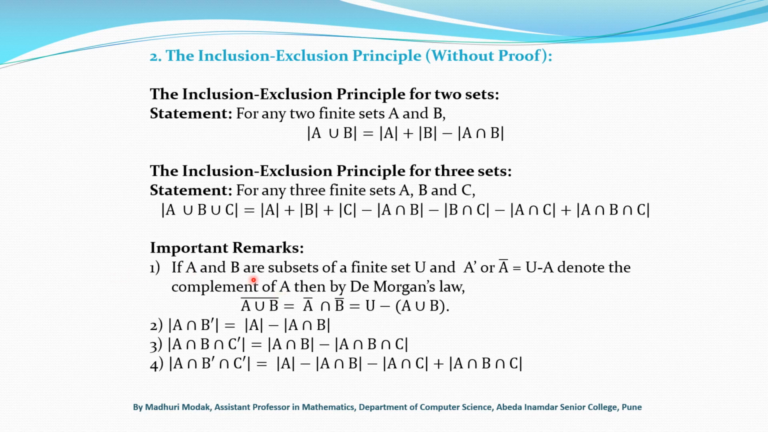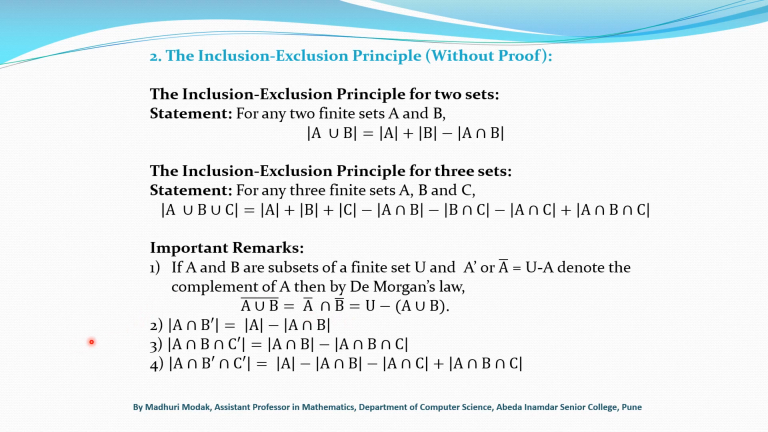Now there are some important formulae which we need while solving problems. If A and B are subsets of a finite set U and A dash or A bar is U minus A, denote the complement of A. That is, A dash or A bar contains the elements from set U which are not present in A. Then by De Morgan's law, complement of A union B is equal to complement of A intersection complement of B, which is same as U minus A union B.